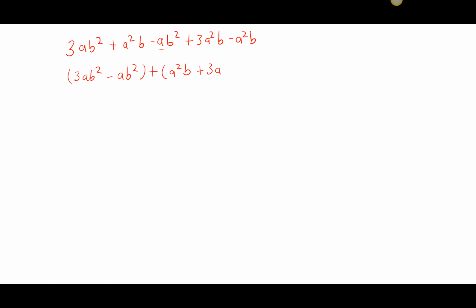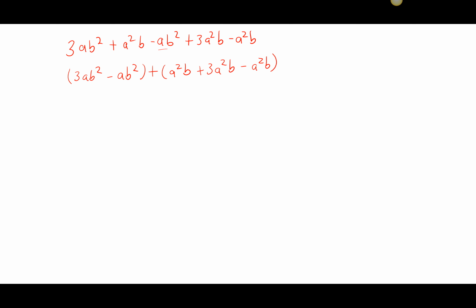What if we had this one? 3ab squared plus a squared b minus ab squared plus 3a squared b minus a squared b. Okay, so now, first of all, you group them together. So we have 3ab squared, and the other ab squared we have is just this one. So it's going to be minus ab squared. Plus, then we have a squared b, and then we have 3a squared b, and then we have minus a squared b.